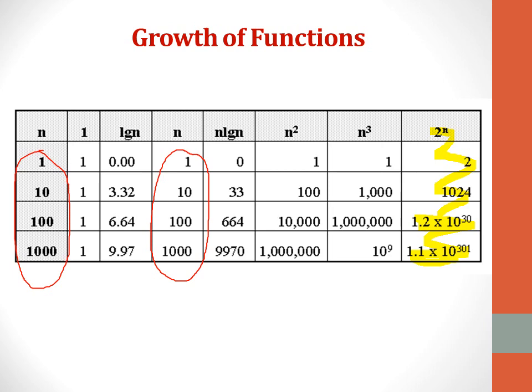So now suppose n equals 10, please see the row of n equals 10 on the right hand side. For n equals 10, constant is 1, log n of 10 is 3.32, then n is 10, then n log n is 10 into 3.32, that is 33 rounded off. Then n square is 10 square, that is 100, then n cube is 1000, and 2 to the power n is 1024. Again, by putting 100 and 1000, we are getting very much greater values in the last column. So that yellow colored column you can verify, these are the exponential values.